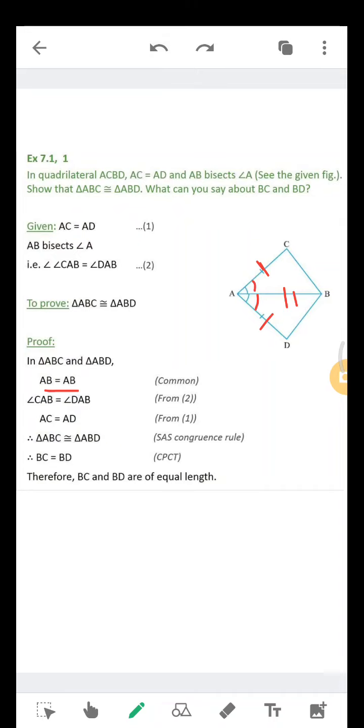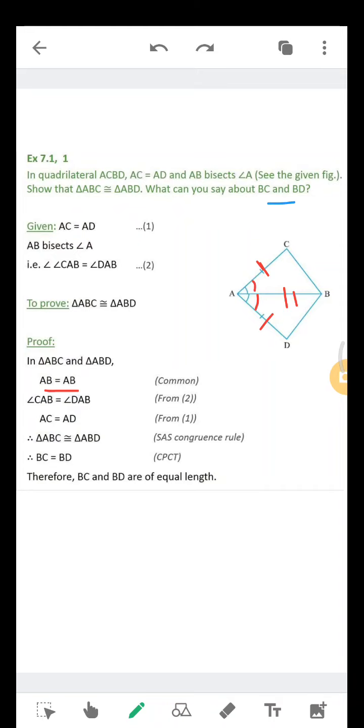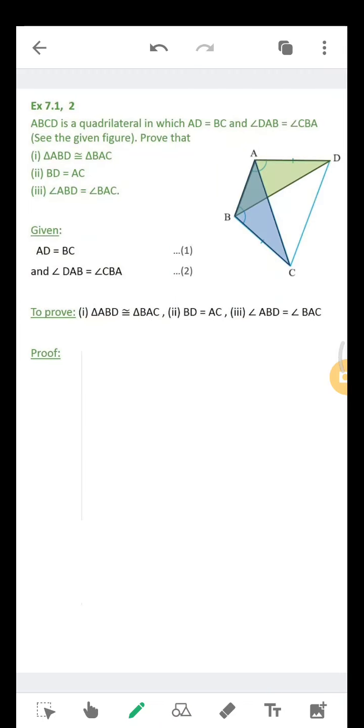So when these two triangles are congruent, what about the other parts? The other parts will also be equal. They are called CPCT. So what are the remaining parts? We'll write them as CPCT. So he is asking what you can say about BC and BD. So we can say that BC will be equal to BD. That is also equal. They are CPCT. Got it, everyone? So it's very simple, nothing complicated if you understand the basic concepts. Let's go to the next question now.